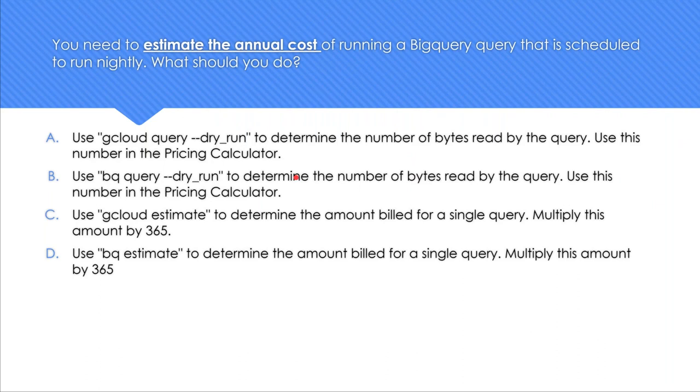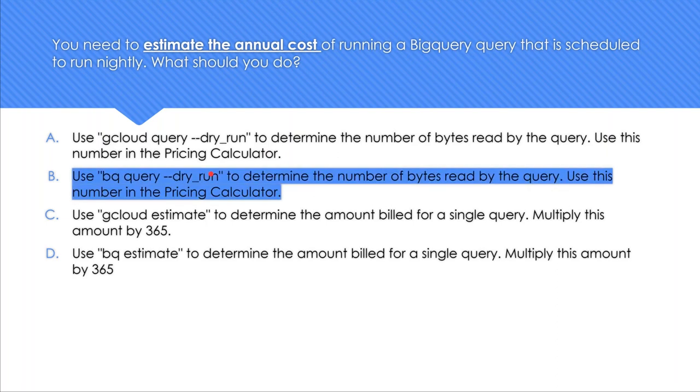But if you have forgotten it, if you remember that it is only the BQ command which is going to help, then instead of looking into four options, you'll only look for B and D. And just for your information, you can give a try: there's no command called BQ estimate. It is not there. So you do a dry run, get the details, and put it in your pricing calculator. How many bytes are going to be processed? Then use that to get your estimate. So option B, as most of you mentioned, is the right answer.